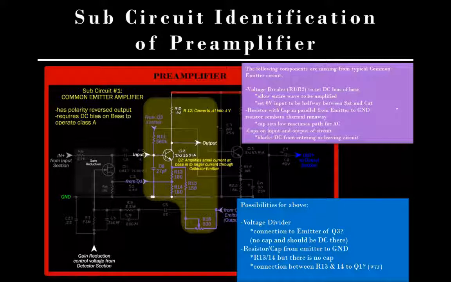So it's sort of worth looking at this point. This isn't part of the assignment, but it's worth looking here and saying, okay, R1 and R2 are missing. So there's nothing providing a DC bias in its typical way. That capacitor is also missing. So we're not going to block DC from getting there.